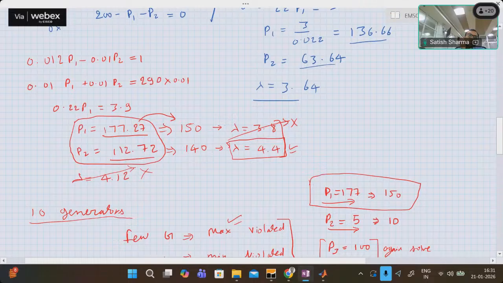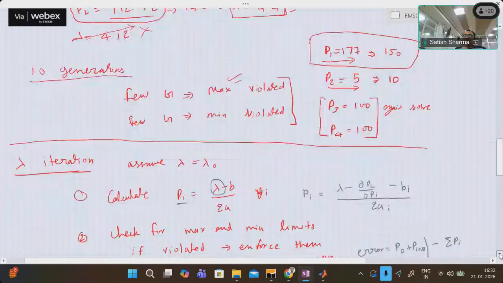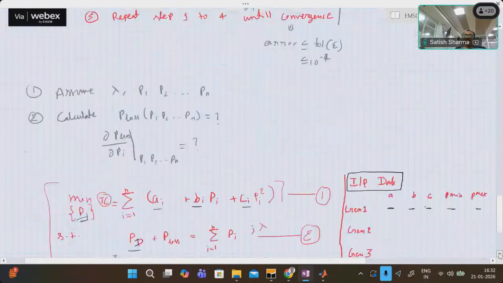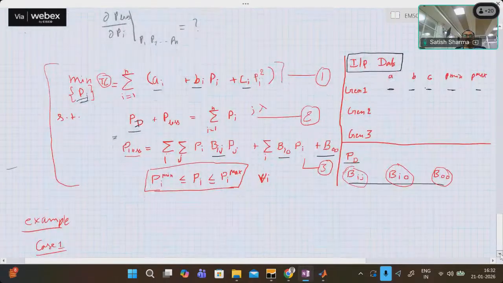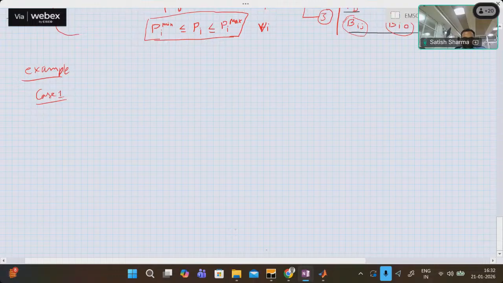Whatever lambda is calculated by the generators which are floating between the minimum and maximum limits, lambda is given by those generators only. If they are at the maximum or minimum level, then the lambda calculated from those equations is nothing but their own incremental cost, and it is not actually equal to the system incremental cost. Okay, so in this particular example, what were the values we obtained?